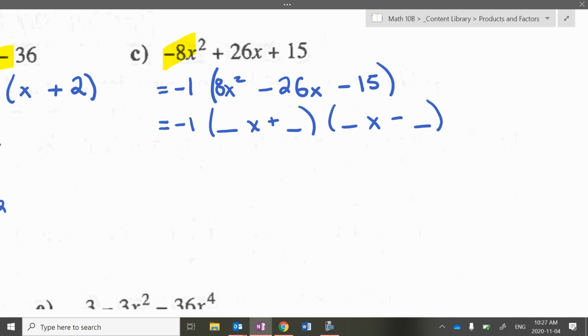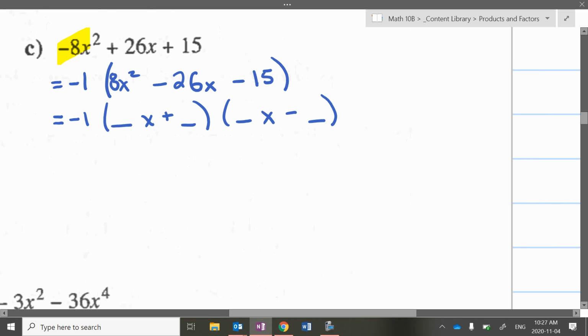Because 8 has multiple factors and 15 has multiple factors. So there's a lot more thinking to do on this one. We have to get all the way up to 26. That's pretty high. So keeping that in mind, you need to play with it and see what factors you have.